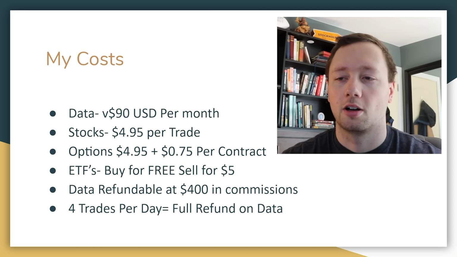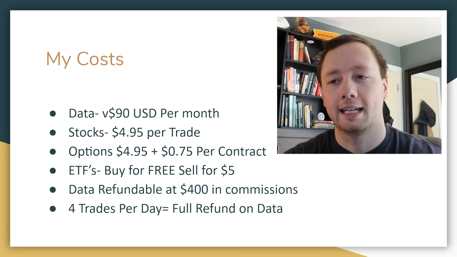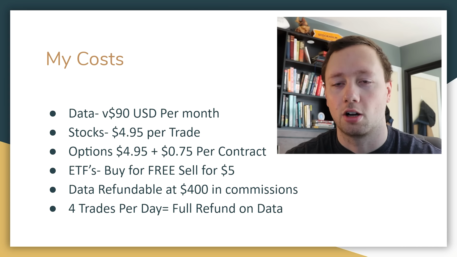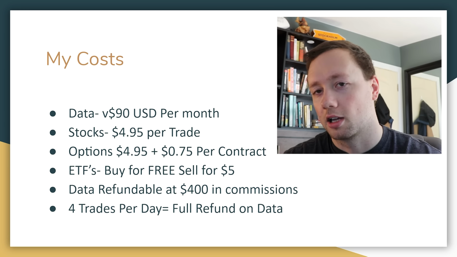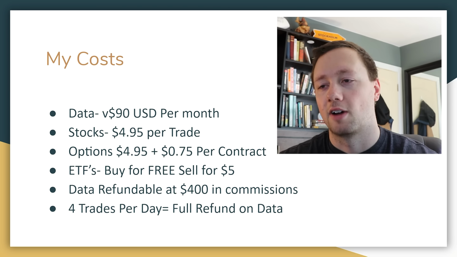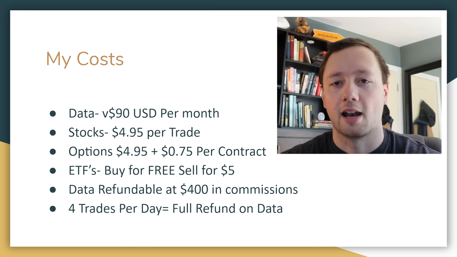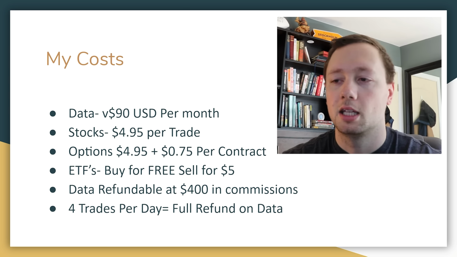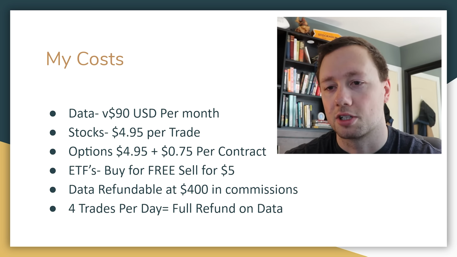Options are a little bit different. Options cost me $4.95 plus 75 cents per contract. So to buy one contract of Apple stock for, let's say, a $100 call, it is going to cost me $5.70 to execute that, and then the same thing to get out of it. ETFs are a little bit cheaper. You can buy ETFs for free, but it'll cost you $5 to sell them.